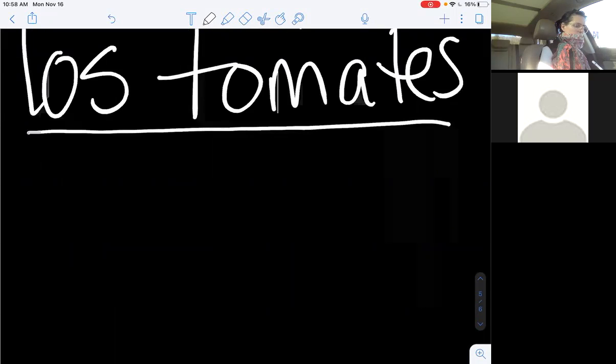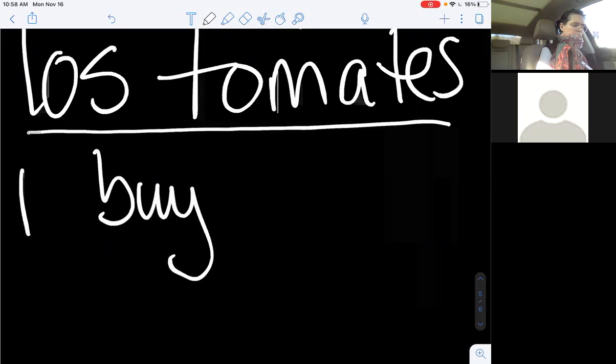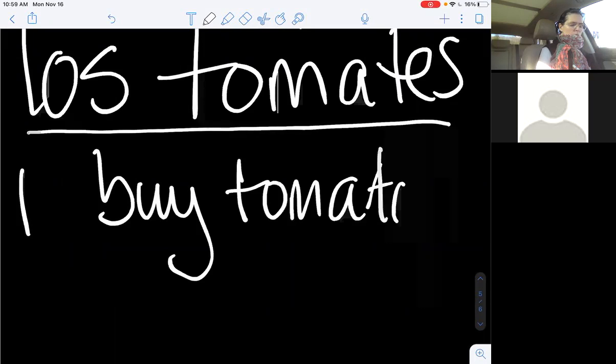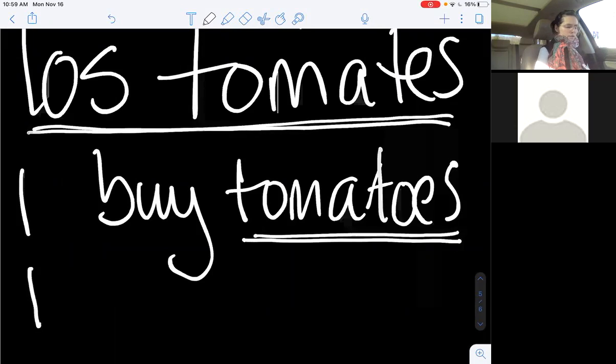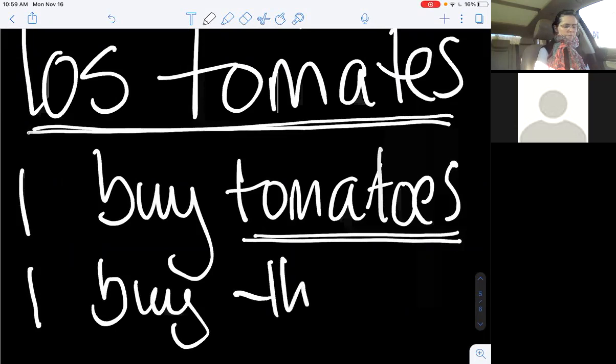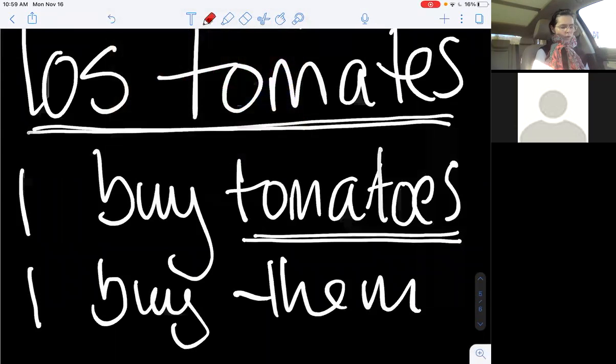Now, here with los tomates, we have the example that we were saying, I buy, let's put tomatoes instead of los, and that way it's shorter so we can make it fit there. So this tomates, or tomatoes, is I buy them. And here came the tricky part.